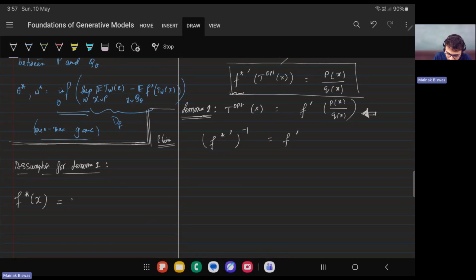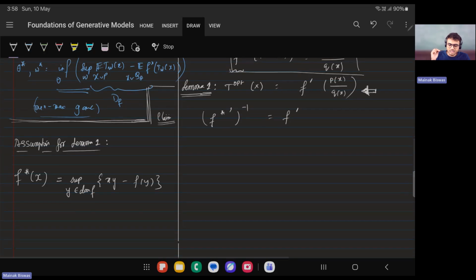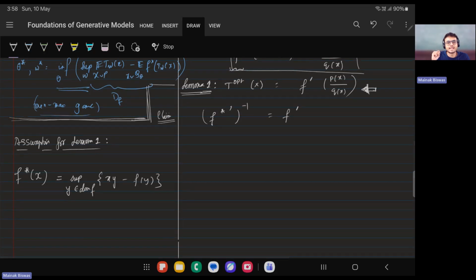So f star of x is defined by the supremum over y, where y belongs to the domain of f, of xy minus f(y). Very nice. Now, as soon as I have this, if I have to find a supremum, we assume this is my conjugate, f conjugate.